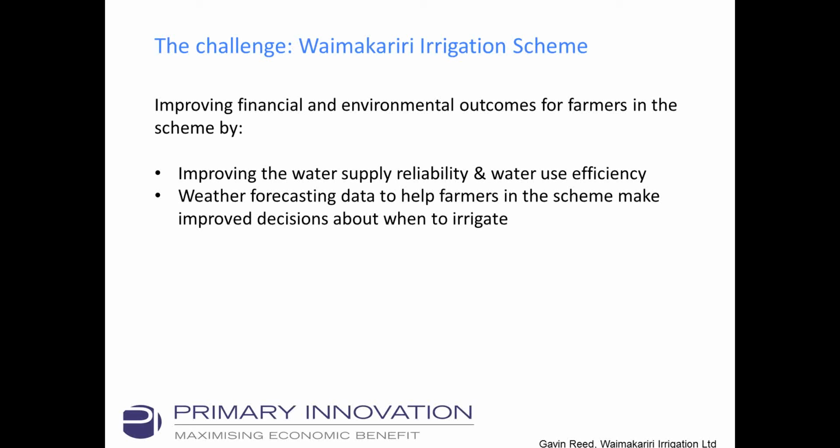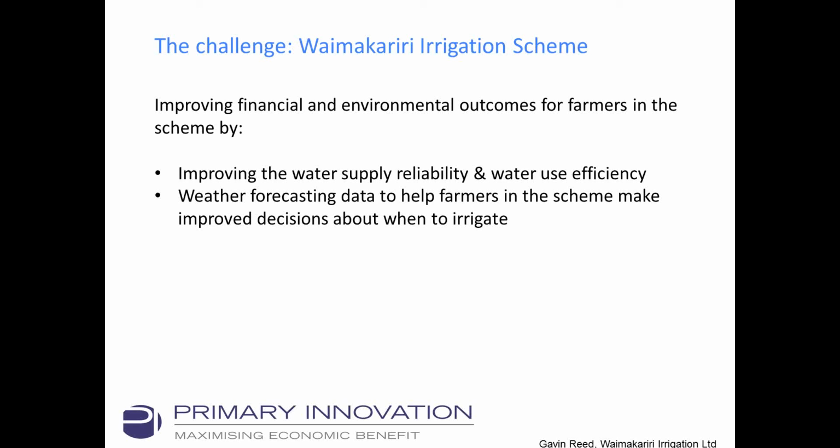And NIWA has been providing specific farmers in the Waimakariri Irrigation Scheme with weather forecasting data about their farm when it comes to the coming few days, as well as 7 days out and 15 days out. And NIWA has also been kindly providing all sorts of soil moisture data and water use by crops, etc., so that farmers can make improved decisions about when to irrigate.